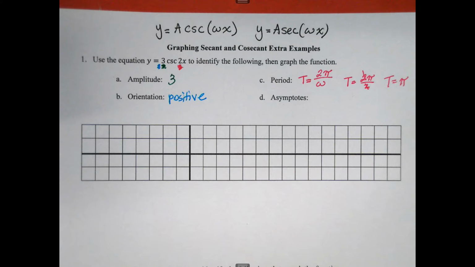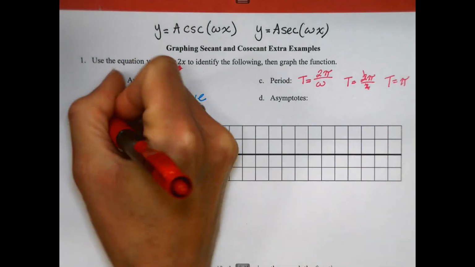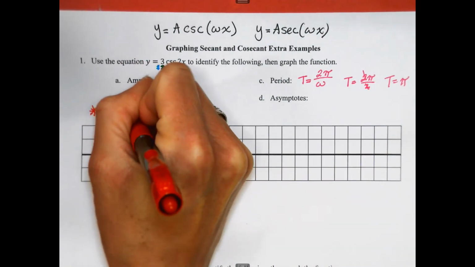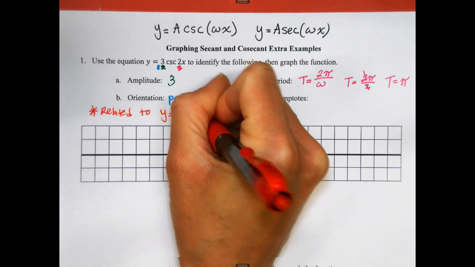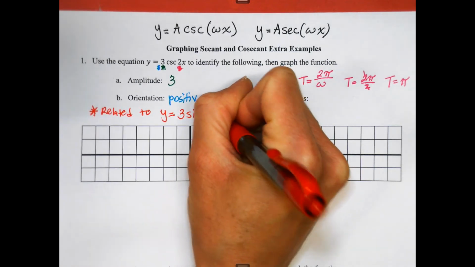And then the asymptotes, that part is more difficult to get from the equation itself. It's easier to find from the graph, I believe. You essentially have to figure out where cosecant is undefined. Now, remember that cosecant is the reciprocal of sine. Therefore, this graph is related to y is equal to 3 times the sine of 2x.